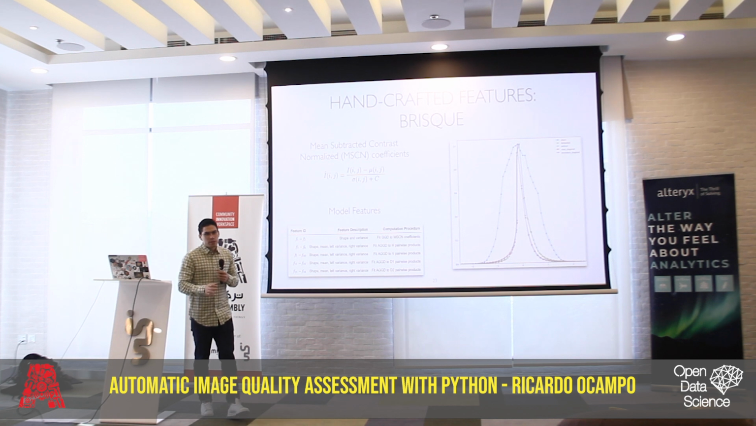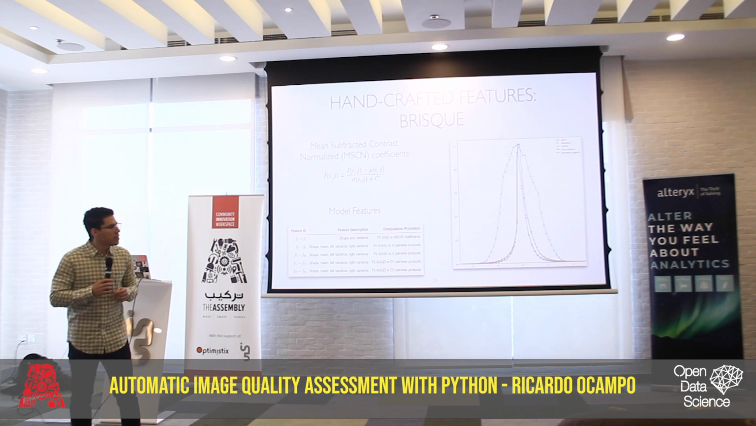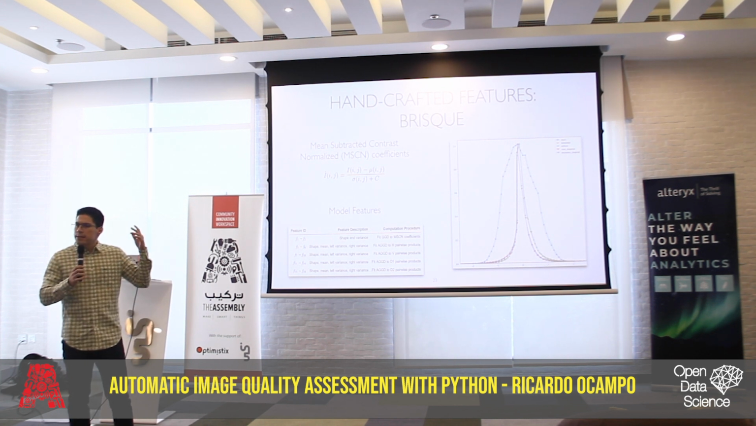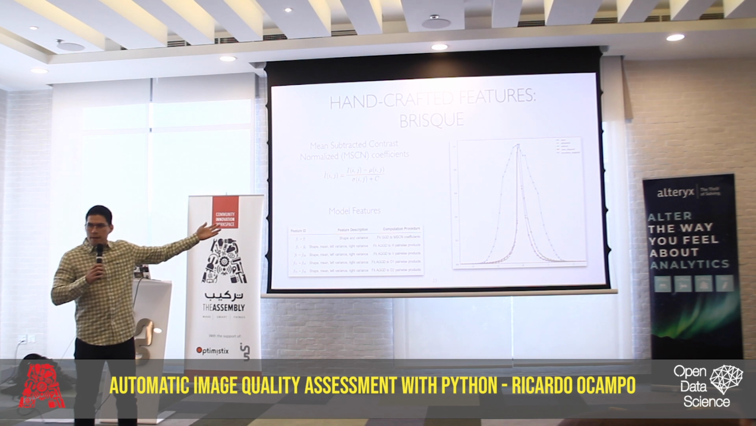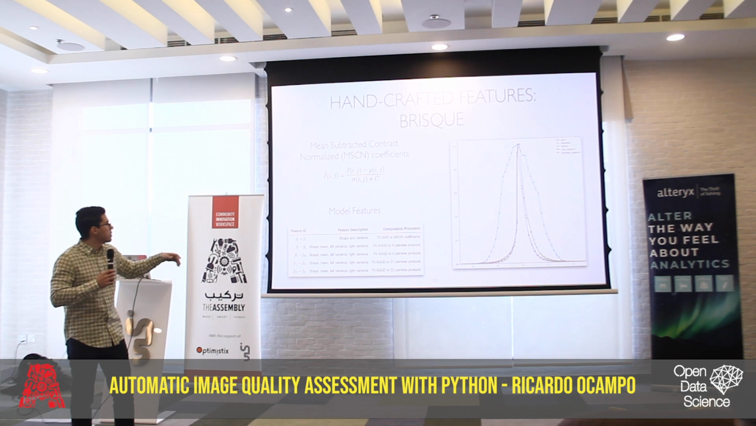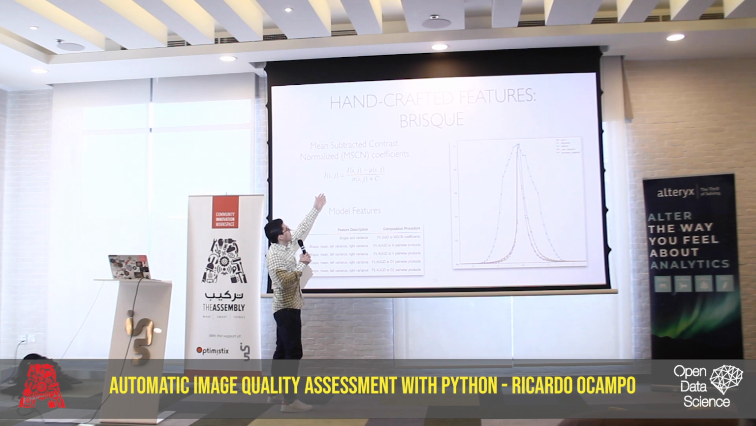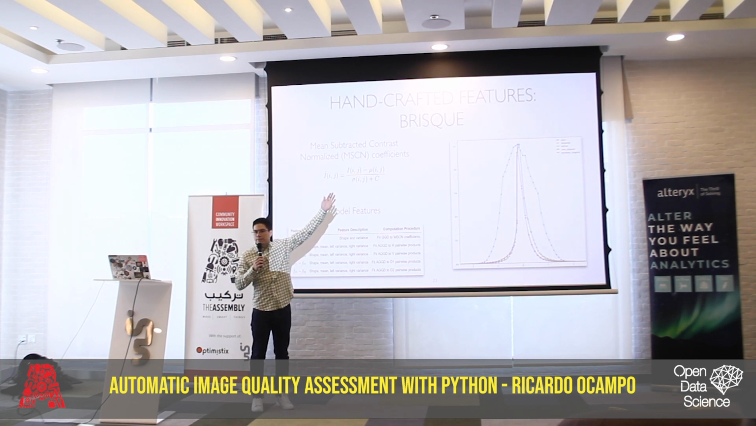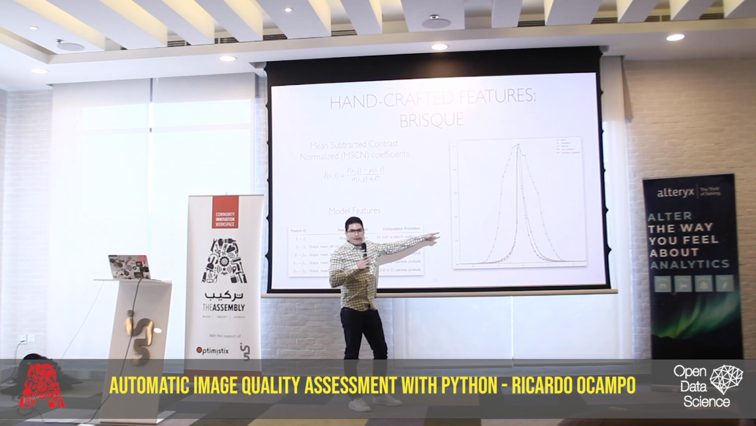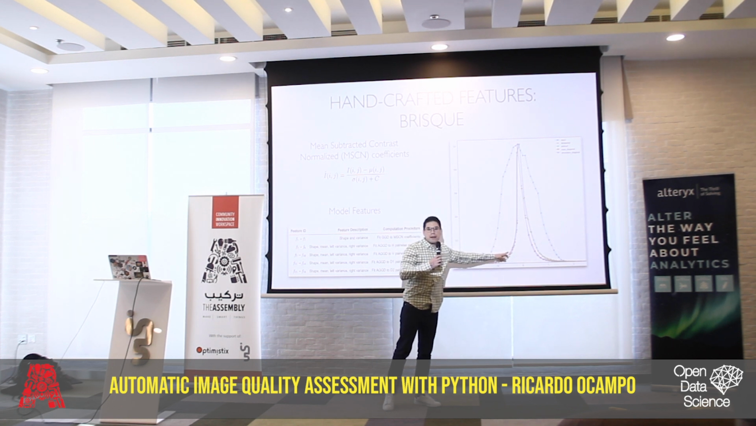So first, the easy one, BRISQUE. It's an algorithm that was created, I think, in 2012. And the theory behind it is, as I said, natural Bayesian statistics behave this way, and everything that doesn't behave this way is bad quality. Easy. And the concept is very easy, as you can see. We have a normalization of the image, and that's it. You have this. And this is the main statistic, and these statistics are calculated based on this one. So it's easy.